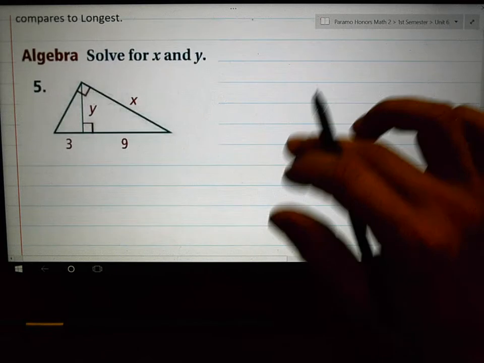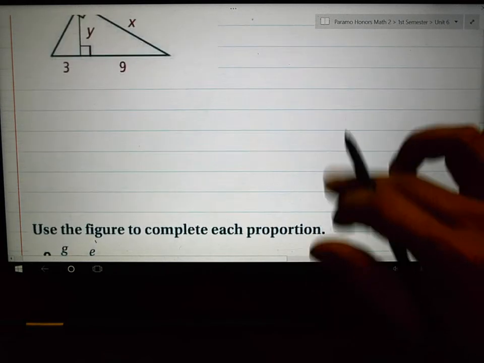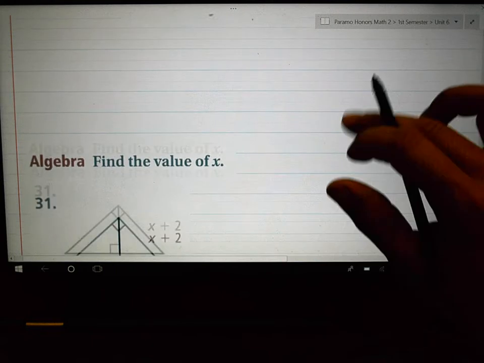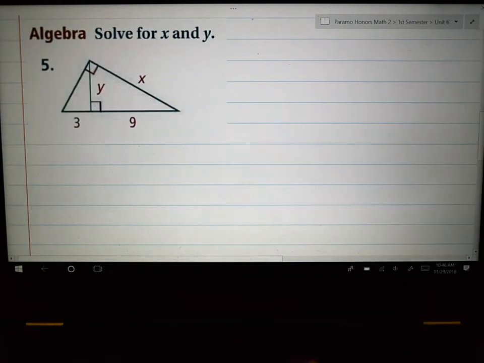These are examples in your textbook. I have 3 picked out for you: numbers 5, 9, and 31. Let's do number 5 together. Number 5 says solve for x and solve for y.